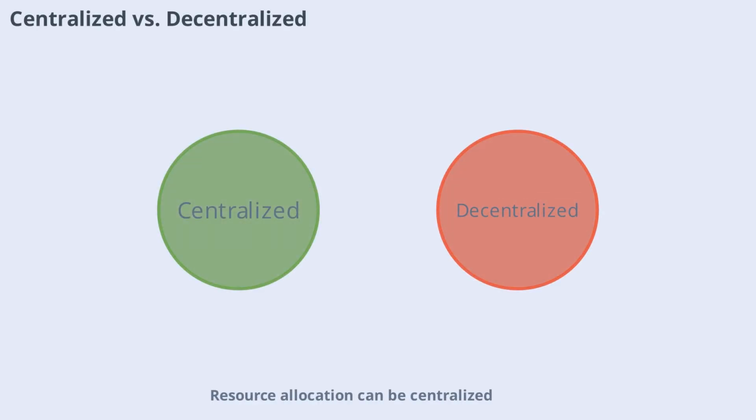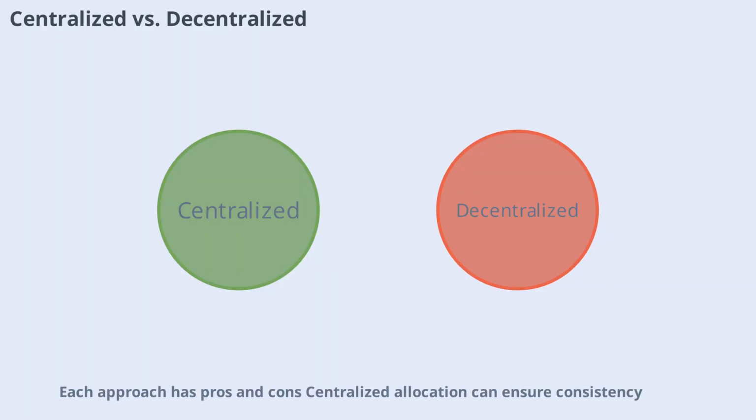Resource allocation can be centralized, with decisions made by a single authority, or decentralized, with teams or departments managing their own resources. Each approach has pros and cons. Centralized allocation can ensure consistency, while decentralized allocation allows for more flexibility and faster responses. Choose the model that fits your organization's structure and culture.